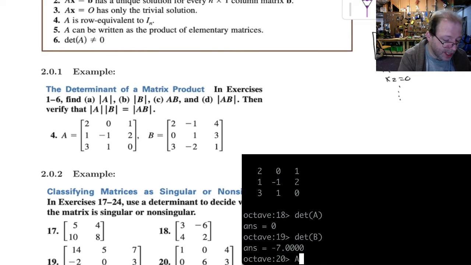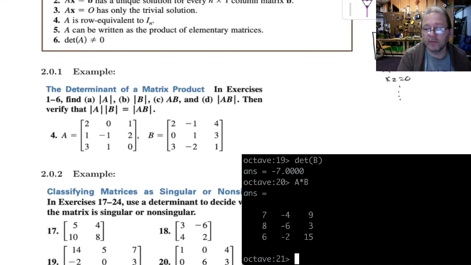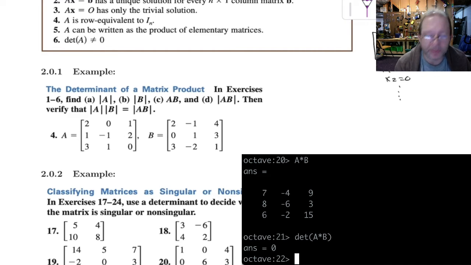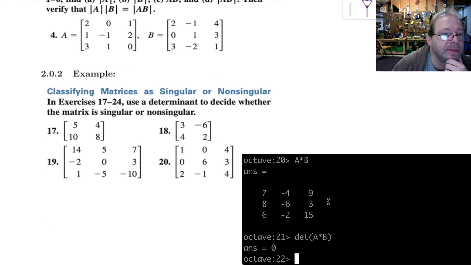And so if we take A times B, we get this matrix, and its determinant, they want us to verify that it's equal to the determinant of A times the determinant of B. So this should be 0. Sure enough, it is. All right, what's the next example?